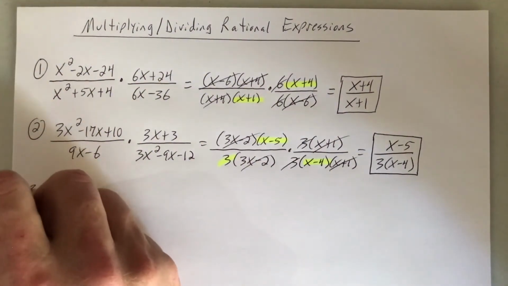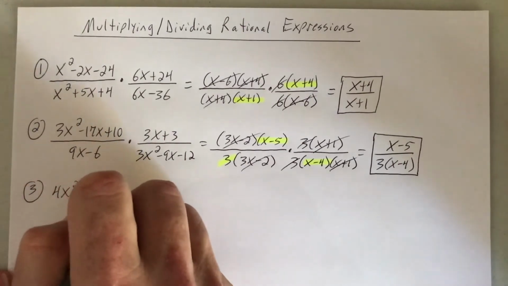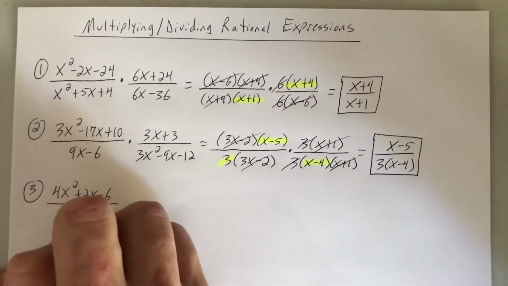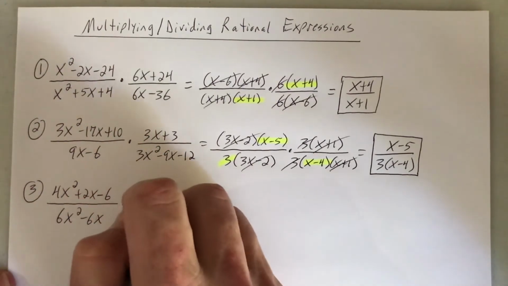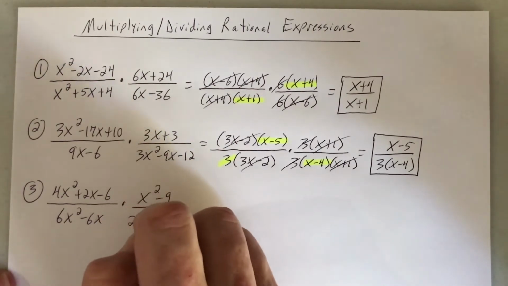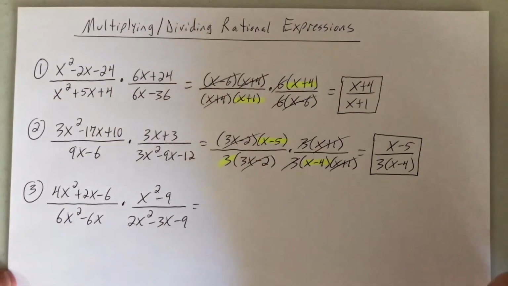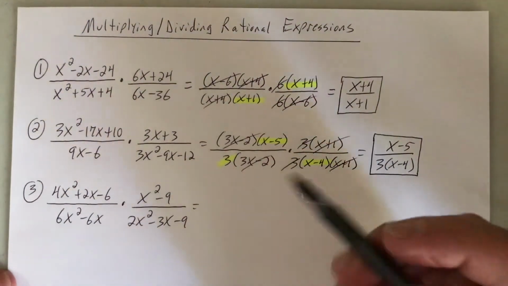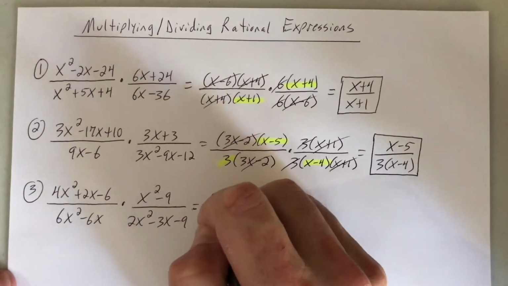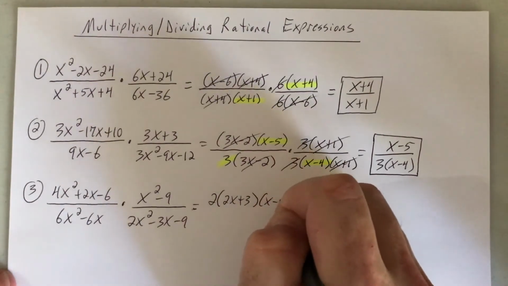So for number 3 right here, we got 4x squared plus 2x minus 6 over 6x squared minus 6x. You're going to multiply that by x squared minus 9 over 2x squared minus 3x minus 9. So again, we want to go ahead and factor all of your numerators and all of your denominators. So here we do have a common factor, and then we're going to completely factor that after, and that's going to give us 2 times 2x plus 3 times x minus 1.